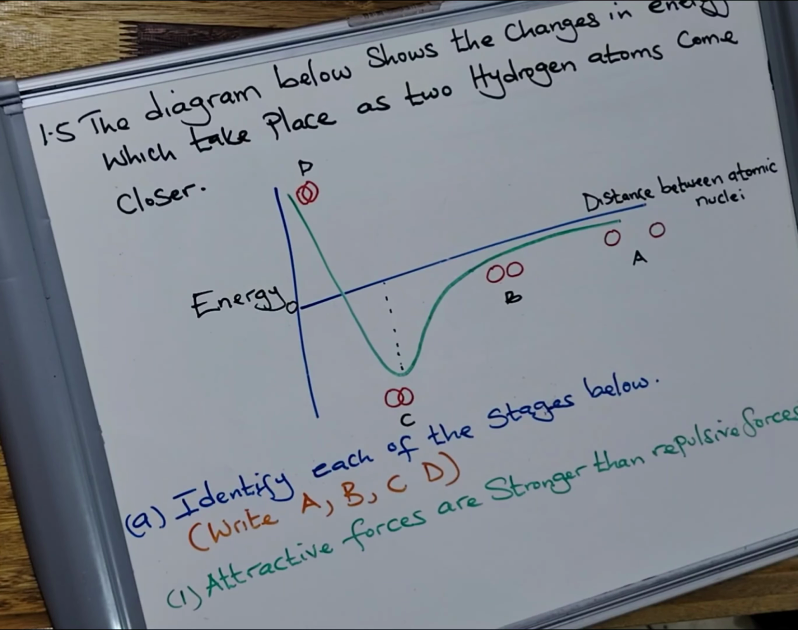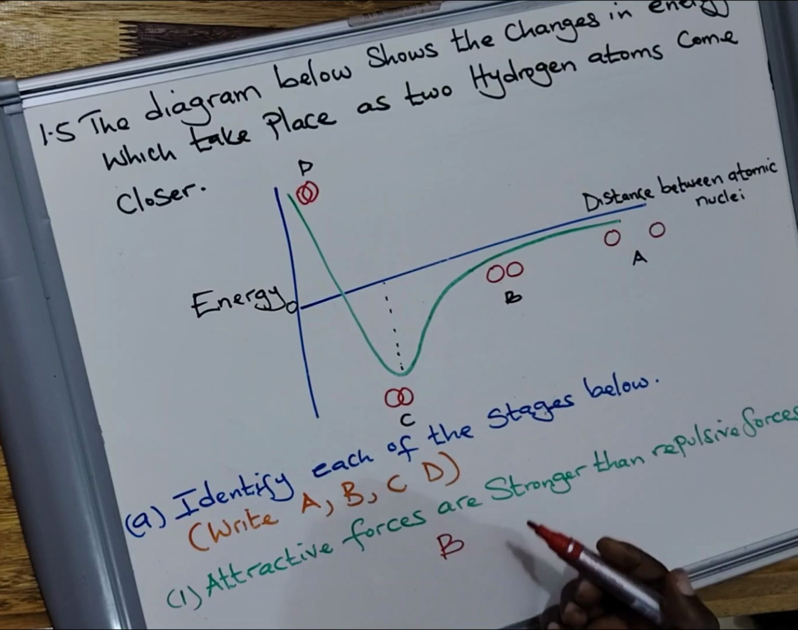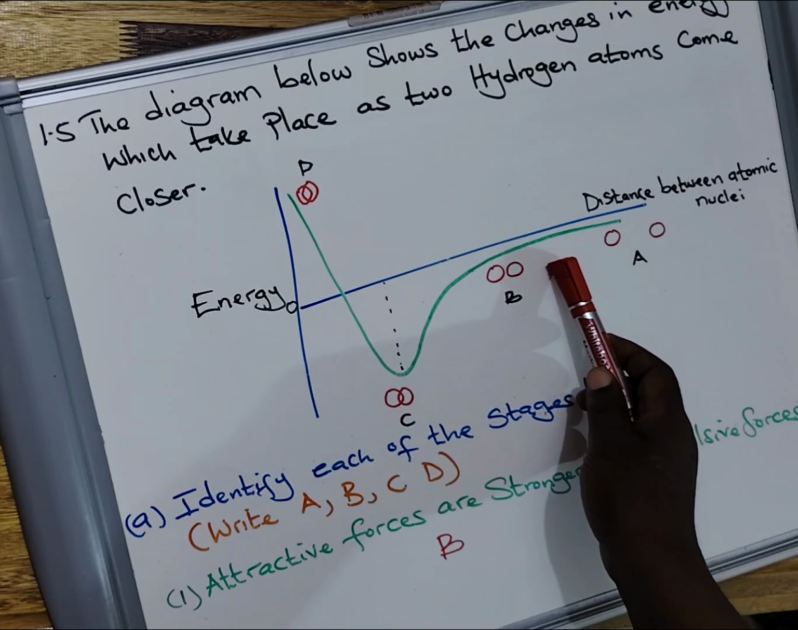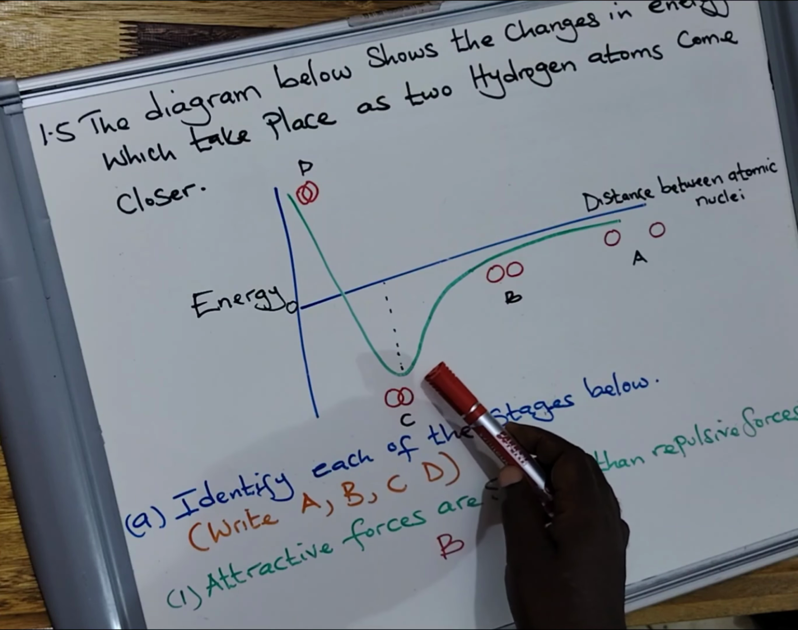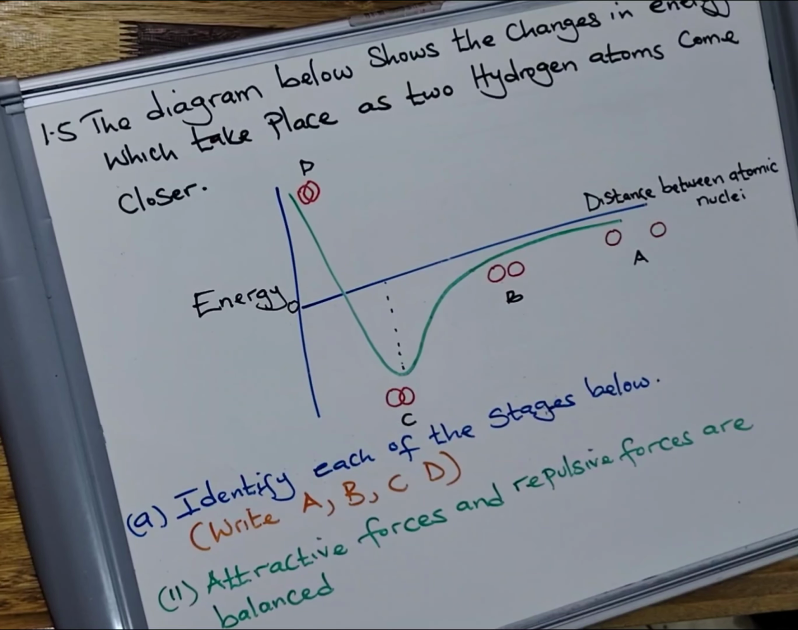Yeah, then the question says, identify each of the stages below. The first one says, attractive forces are stronger than repulsive forces. Which of these phase is that? The answer is B. B represents a situation where the attractive forces are stronger. So that one is indicated by decrease in potential energy we observe here.